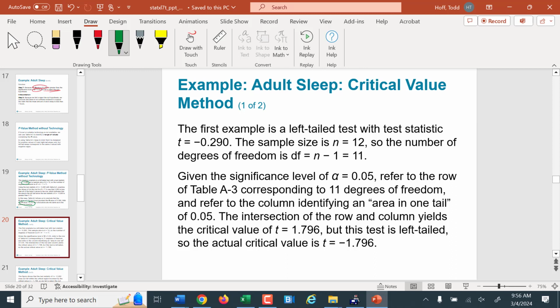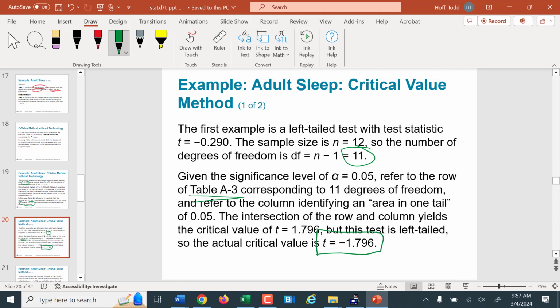And so here's just reviewing the critical value method. We would find that critical value using 11 degrees of freedom, just 12 minus 1. And we either use the table that we just saw, or we can use Excel, getting us the critical value of the test statistic, that negative 1.796. It's negative because the alternative hypothesis is less than.